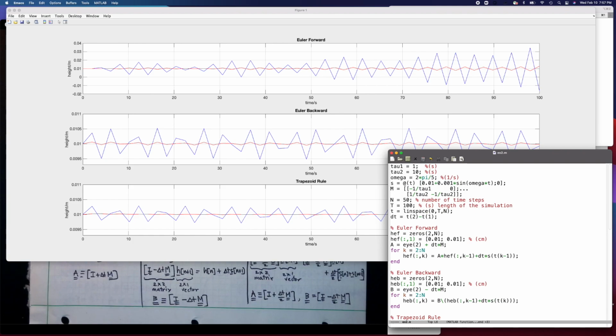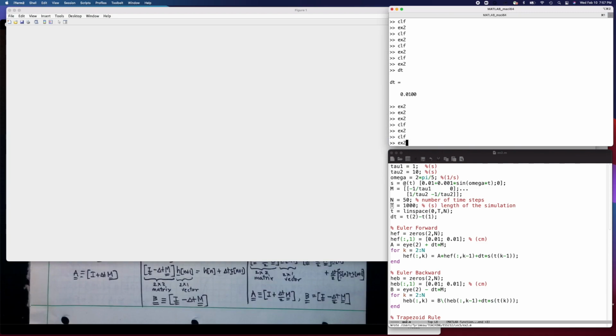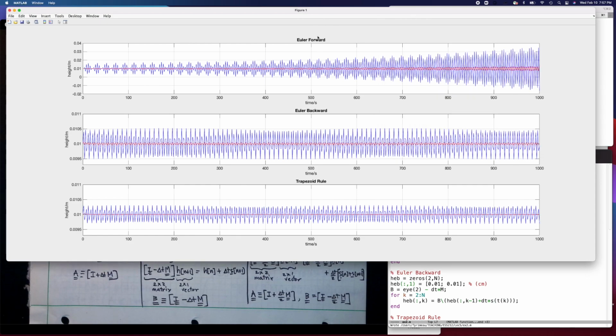So instead of going only 100, let's go for 1,000 time steps. Sorry, 1,000 seconds. Oh, but if I go longer, I need to increase the number of time steps so that this time step size will be the same. And you can see the Euler forward, there's this oscillation and it grows exponentially, which is not correct. This one doesn't grow, but it has this kind of spurious, weird oscillation that doesn't exist in the real solution. This one has it too, but to a lesser degree.